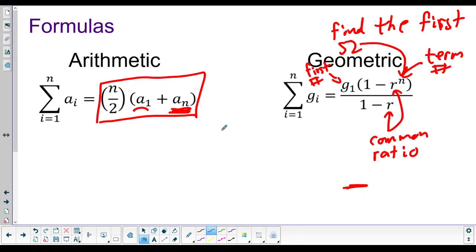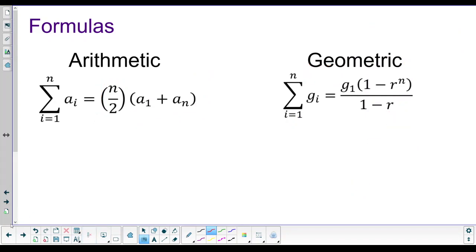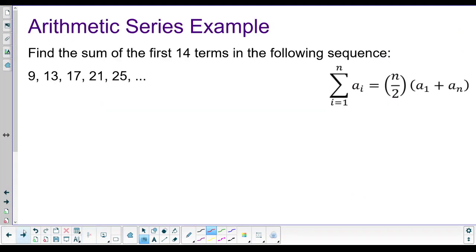Okay. Let's go look at some examples, because I don't think looking at these complex fractions with these funky Greek letters and stuff is going to make a whole lot of sense to all but the most genius of you. So let's go look at some concrete examples. So our first example is obviously arithmetic, because adding's a little easier. So it says find the sum of the first 14 terms in the following sequence.